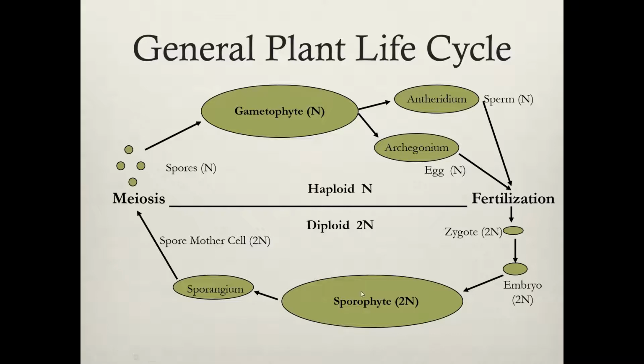Going back to the gametophyte, the same thing can be said about the gametophyte. We have phyte meaning make, gamete meaning what it's making. So this is making gametes. Gametophyte makes gametes, which is sperm and egg.